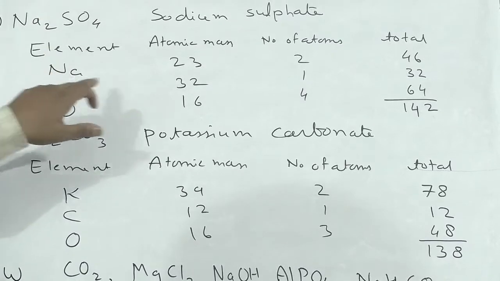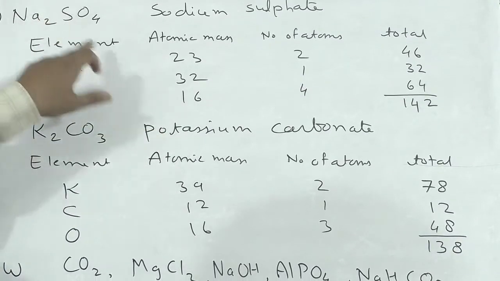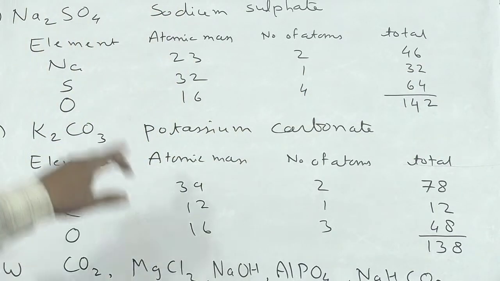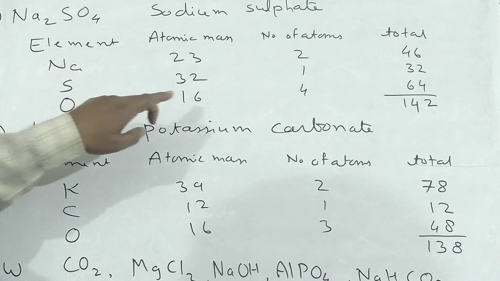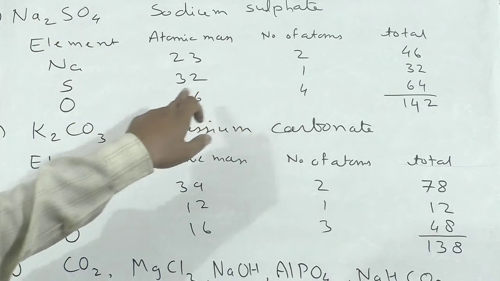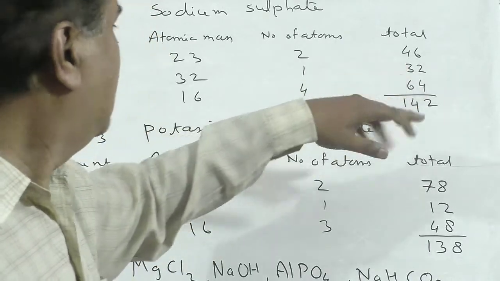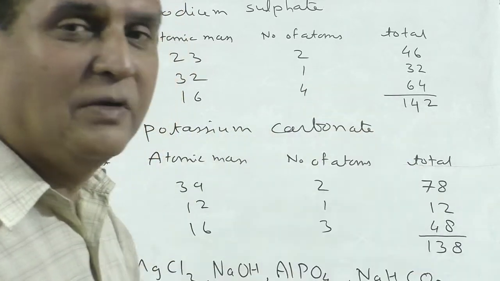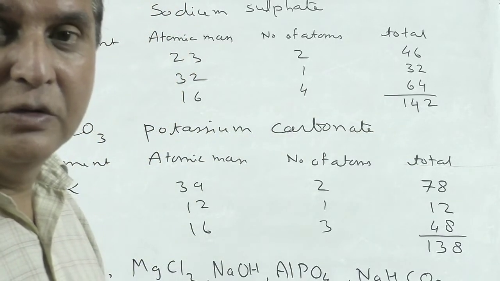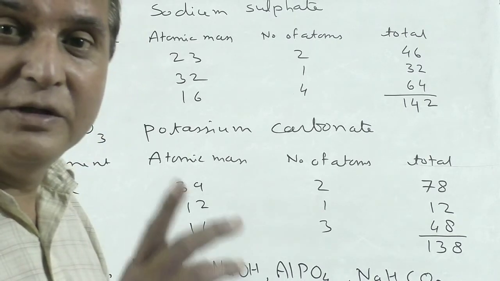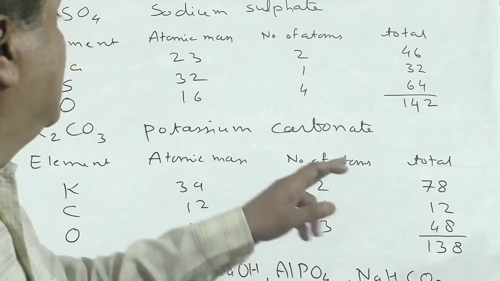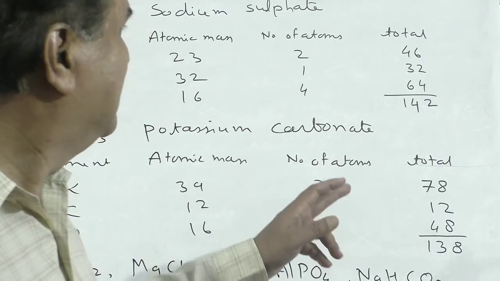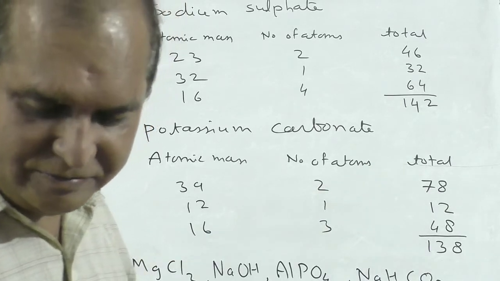Sulfur has atomic mass 32 and only 1 atom, so 32 into 1 is 32. O is 16, but with 4 atoms, 16 into 4 is 64. Just add all the masses: sodium, sulfur, oxygen comes to 142. No unit. If you write 142 gram, then it is 1 mole of sodium sulfate, but only molecular mass without unit is asked.